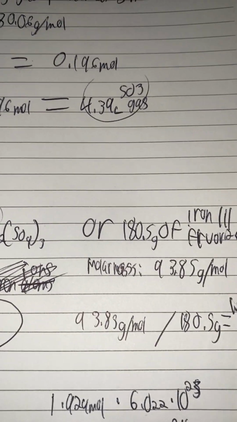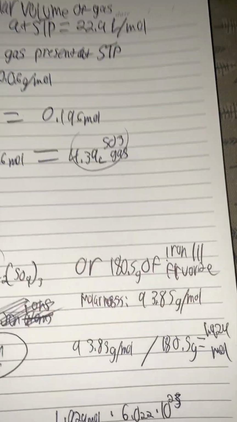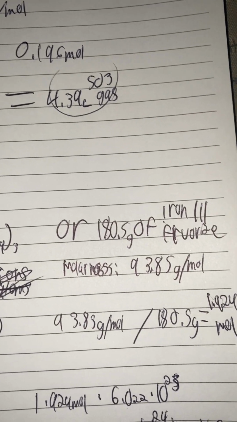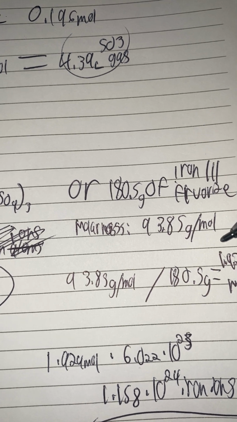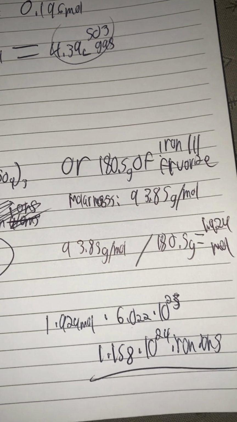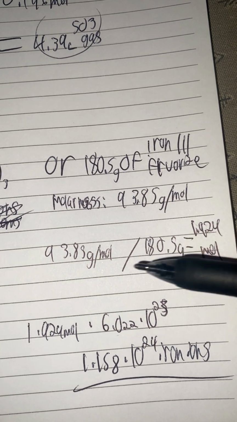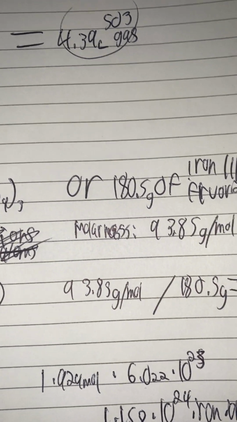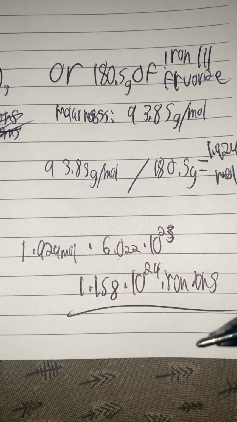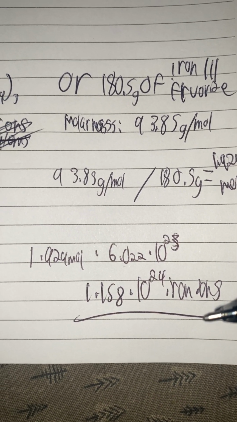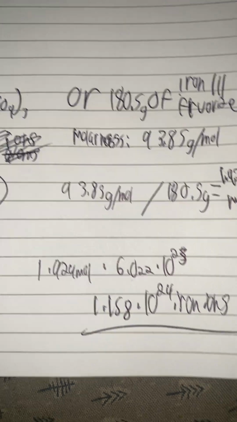Now I'm going to move over to this one, 180.5 grams of iron 2 fluoride. First I grabbed the molar mass, which was 93.85 grams per mole. Then I divided the mass I received by that to get the moles, which is 1.924 mole. And then I plugged that in with Avogadro's number, and I received 1.158 times 10 to the 24th iron ions.